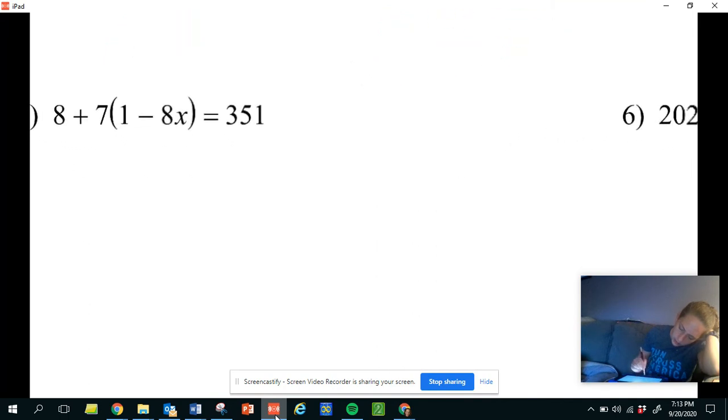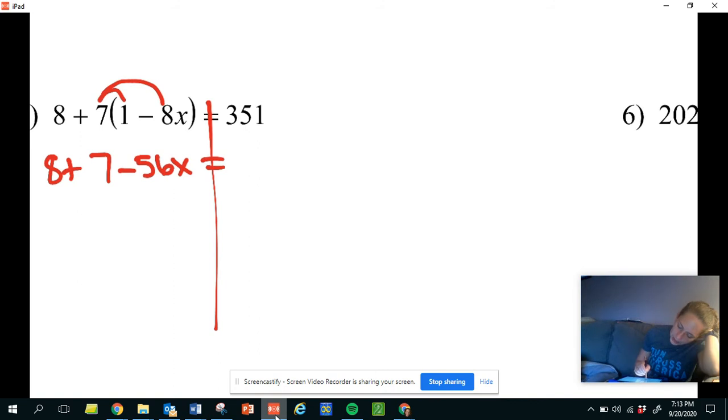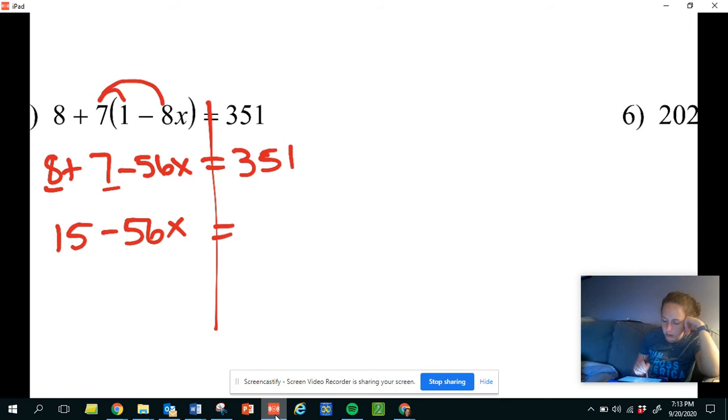With these ones, I'm going to distribute still. That's still my first job. Everything else comes down. But don't forget to combine like terms before you start solving. Because if you just started solving here, you're probably going to end up confusing yourself. You're going to subtract 8 or subtract 7, and then you're going to have that other number and wonder what am I doing? So first I'm going to combine these two. 8 plus 7 is going to give me 15. Minus 56x equals 351. So now I can solve.